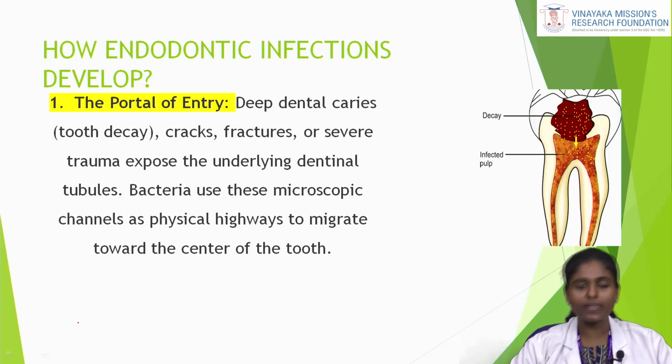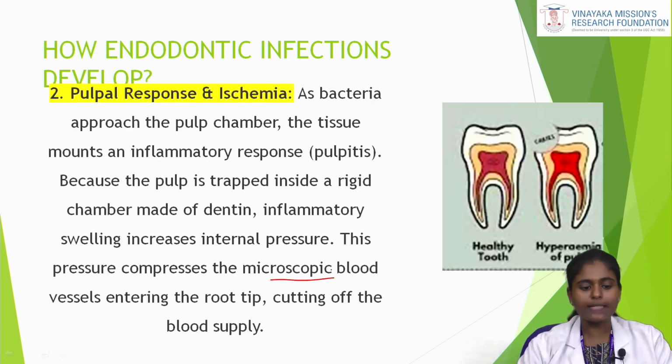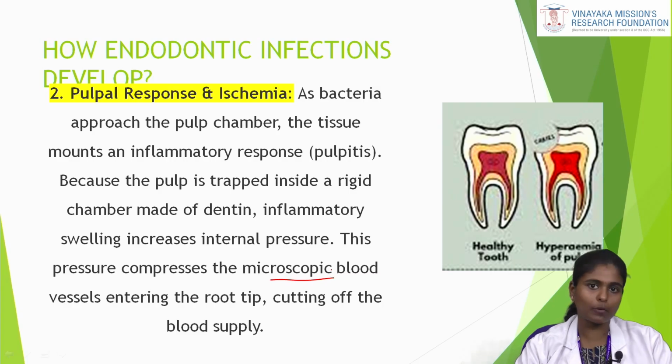How do endodontic infections develop? It arises from a sequence of events, the first one being the portal of entry through deep dentinal caries, that is tooth decay, fracture, cracks or severe trauma exposing the underlying dentinal tubules. Bacteria use these microscopic channels as physical highways to migrate towards the center, that is the core of the tooth. Step 2 involves the pulpal response and ischemia. As the bacteria approach the pulp chamber, the tissue mounts an inflammatory response called pulpitis. Because the pulp is trapped inside the chamber made of dentin, inflammatory swelling increases the internal pressure.